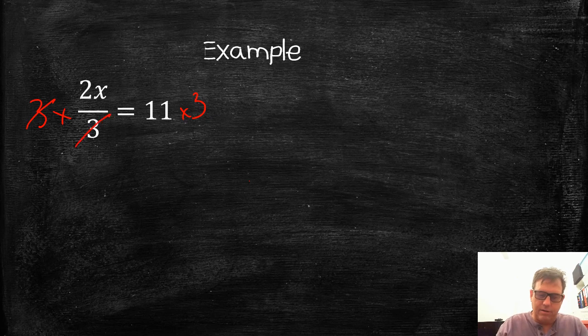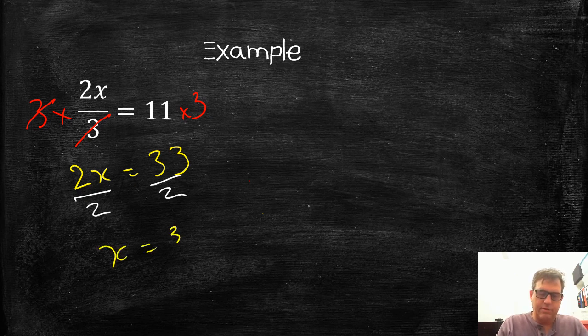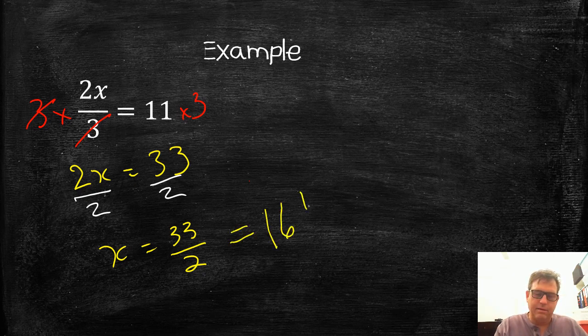3 divided by 3 is 1. So on the left, I'm going to have 2x. On the right, 3 times 11 is 33. And then, of course, we want to divide by 2. So x equals 33 over 2. Again, that's a simplified improper fraction. We can leave it like that. If you really insist on simplifying it, that would be 16 and a half.